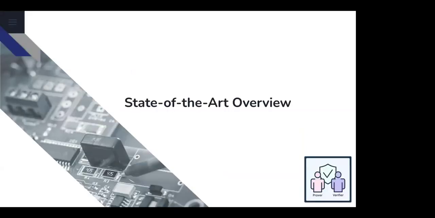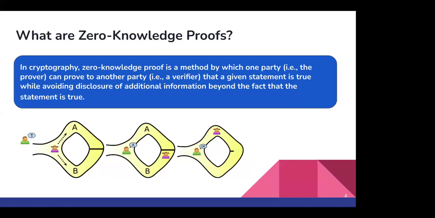Okay, let's get started. The first question: what are zero knowledge proofs? Of course, in cryptography we have a very rigorous mathematical definition. Generally speaking, it's a method which allows one party, usually called a prover, to prove to another party, called a verifier, that a given statement is true while avoiding disclosure of any additional information beyond this fact. This is the description in the cryptography textbook. We also have the corresponding mathematical definitions.